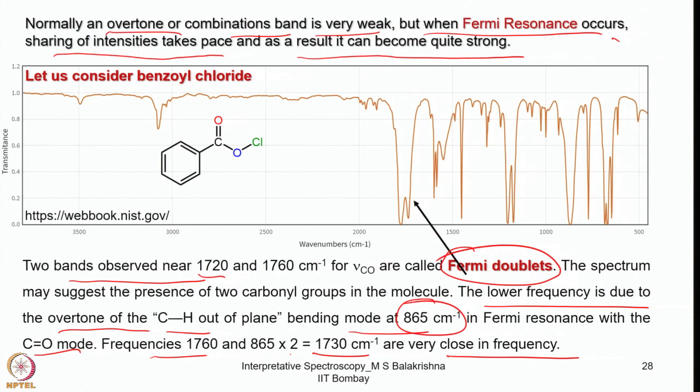So this is how it sometimes happens. Why does that happen? Because of the overtone of the CH out of plane bending. Here we get two frequencies.